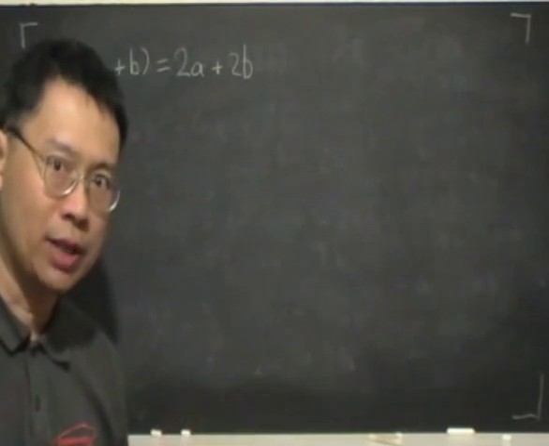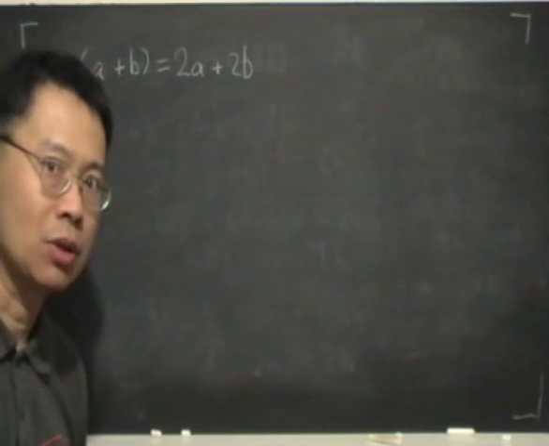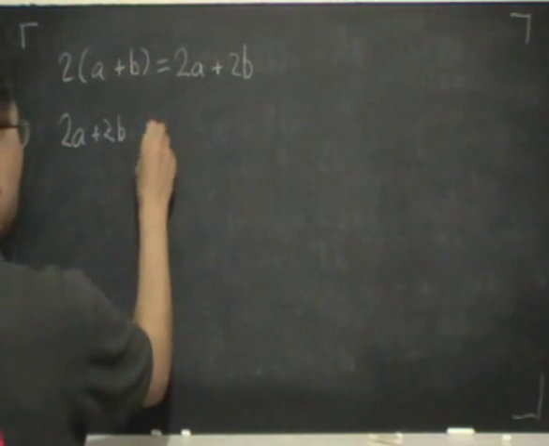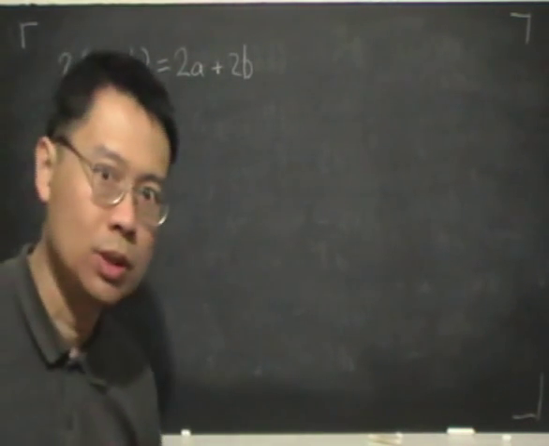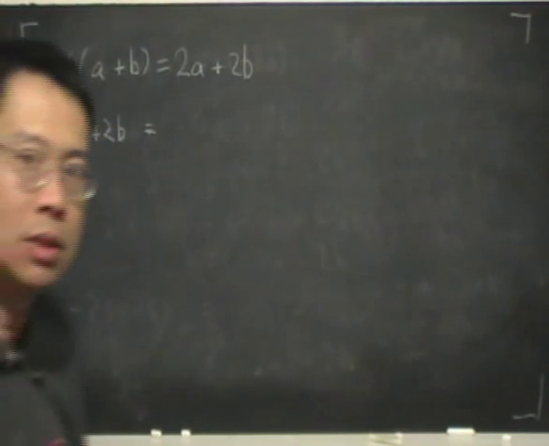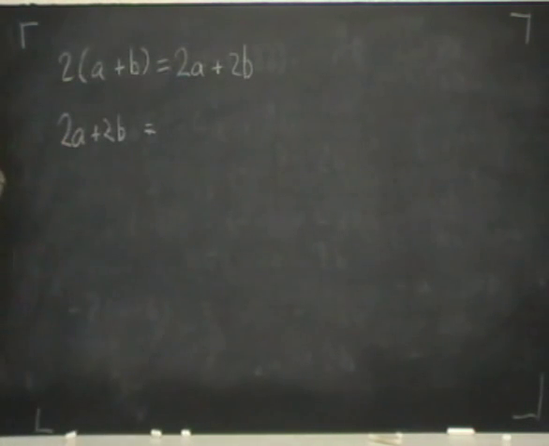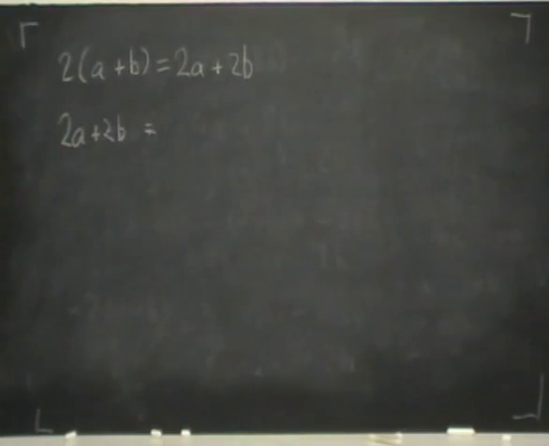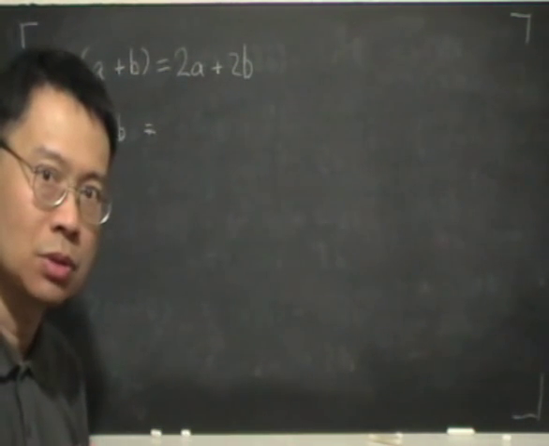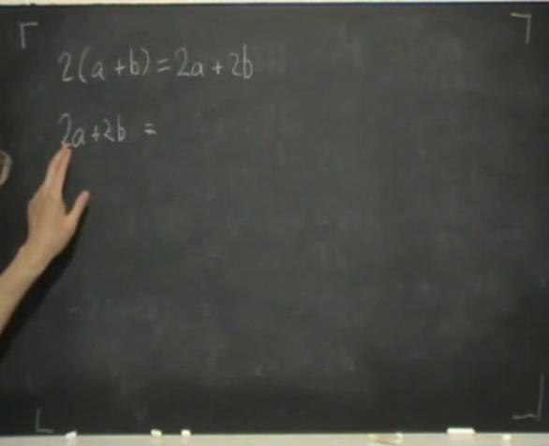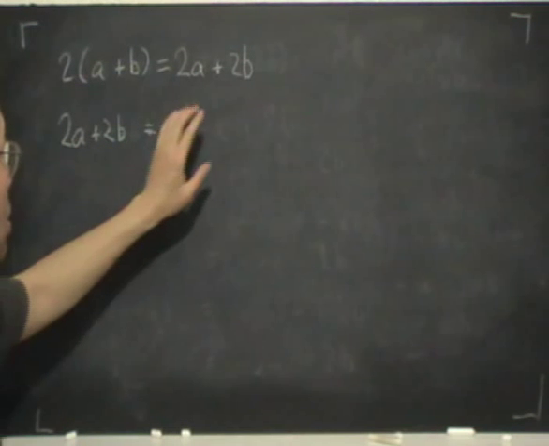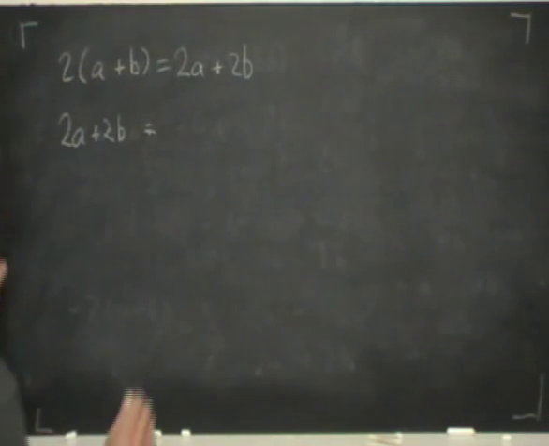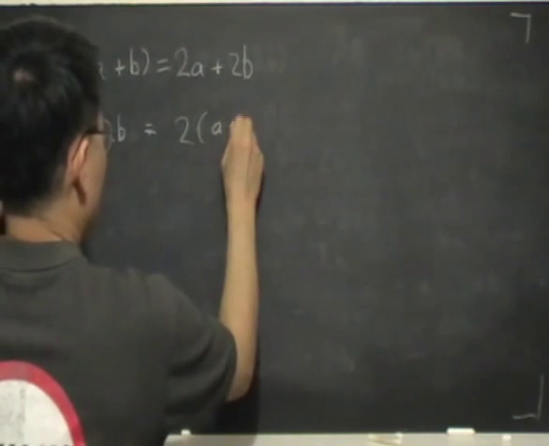In simple words, factorization is the opposite of that. Let's say we start with 2a plus 2b instead, and we want to factorize this. Factorize means that we want to write it as a product of two numbers or two factors. In this case, we know that 2a plus 2b from the example just now can be written in this form. So let me write it as 2 times bracket a plus b.